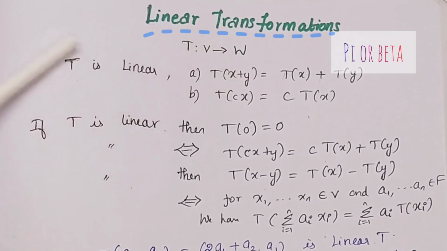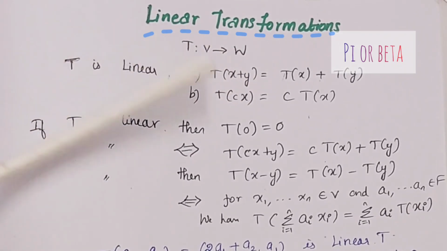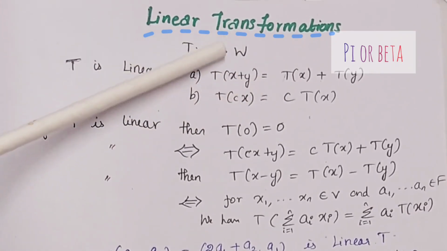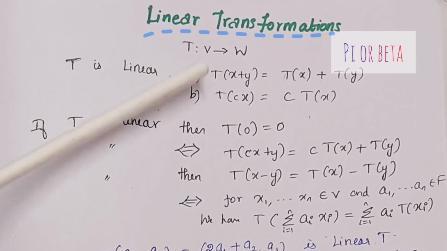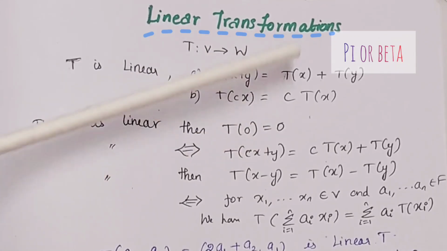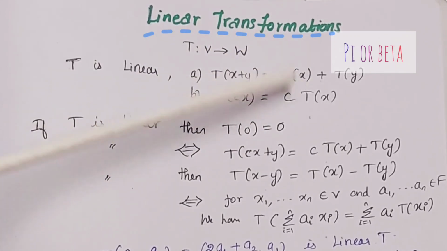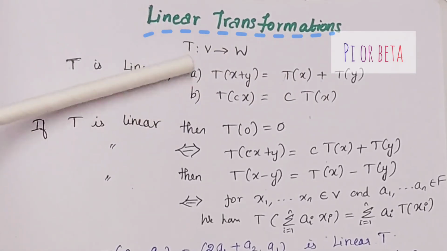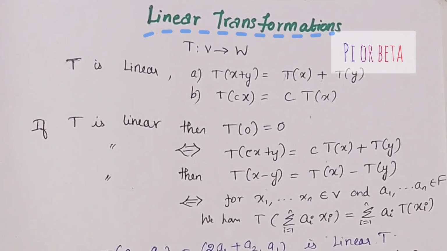Here x and y are elements of the domain, that is V. When you add them, the result will again be in V. When you transform them, T of x is in W and T of y will again be in W. So these two conditions should be satisfied in order to be linear.